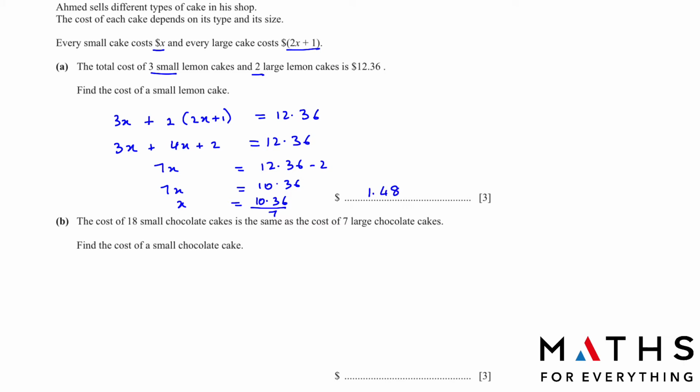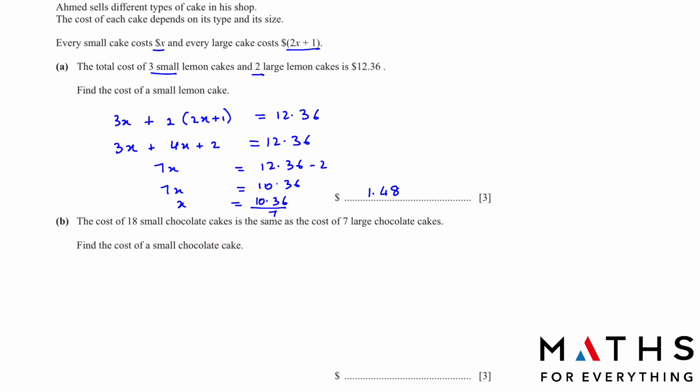Just because the question is big and all, don't think it's difficult. Read through the question and try to understand what they're wanting you to find. The cost of 18 small chocolate cakes is the same as the cost of 7 large chocolate cakes. Find the cost of a small chocolate cake.